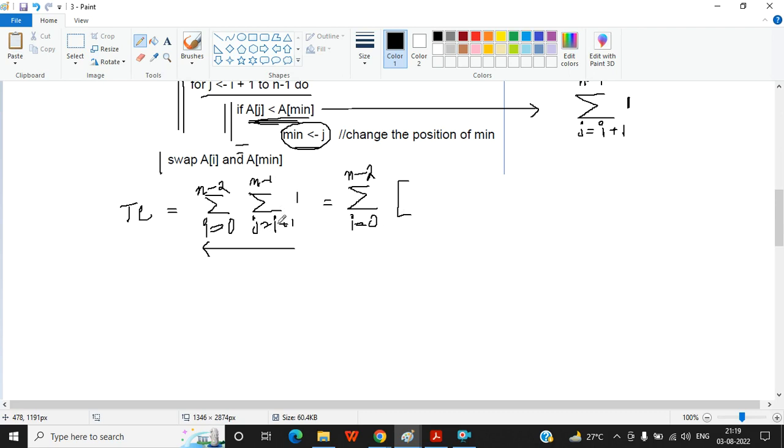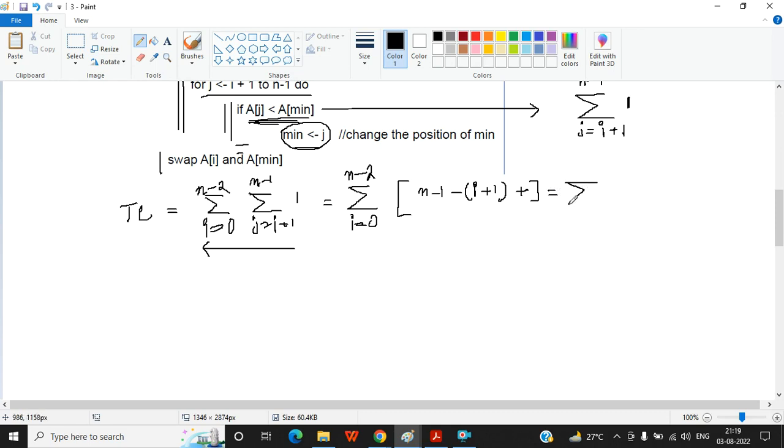Expanding the summation: the upper bound is n minus 1. The lower bound is i plus 1, so it is n minus 1 minus (i plus 1) plus 1. This is simply a formula, nothing else: upper bound minus lower bound plus 1.